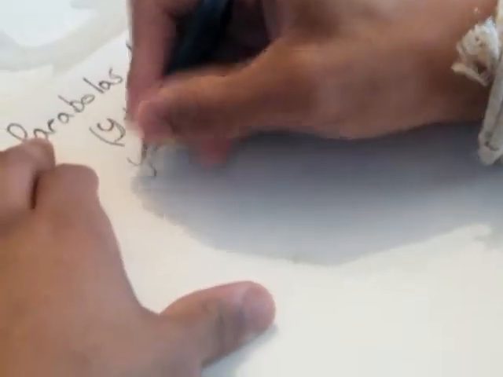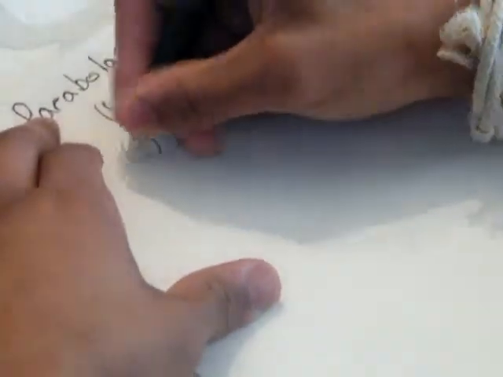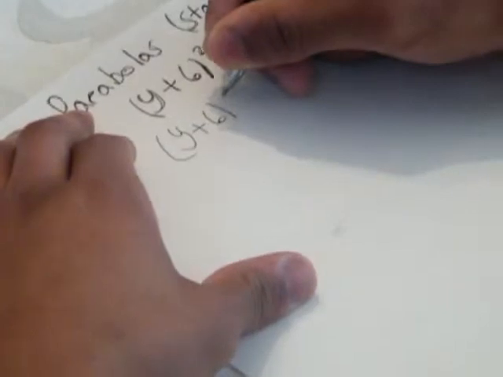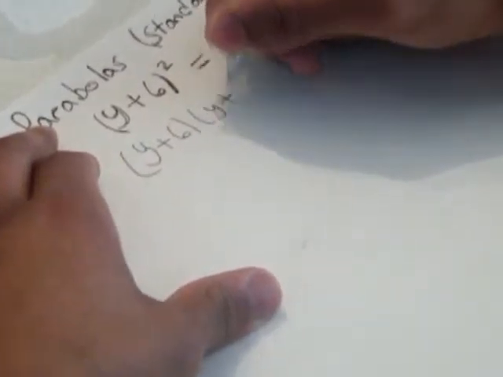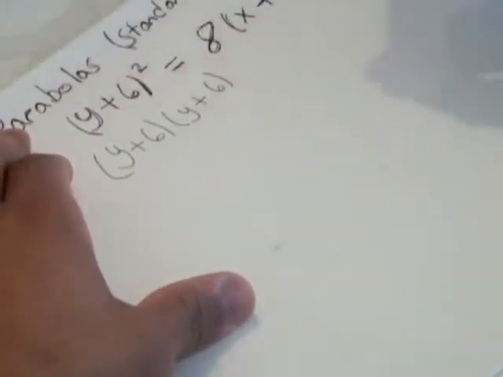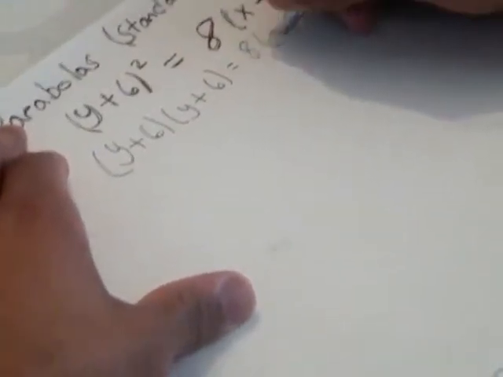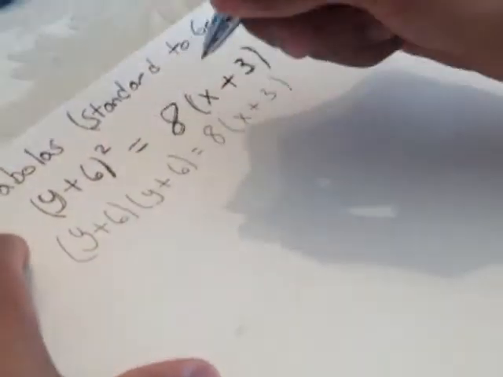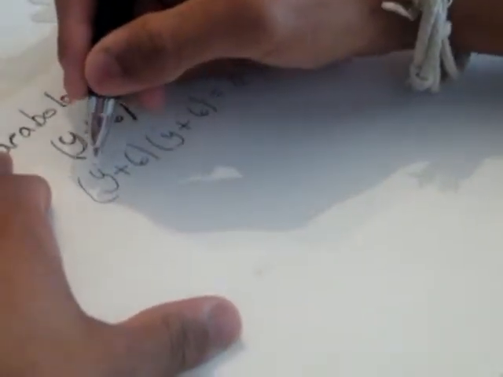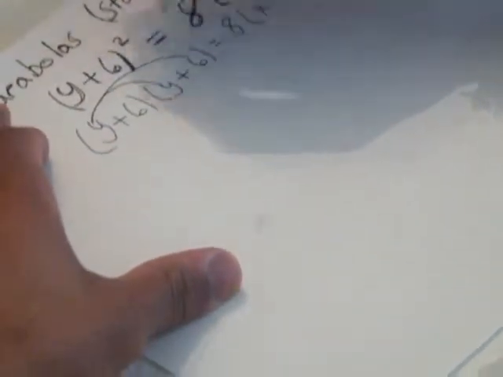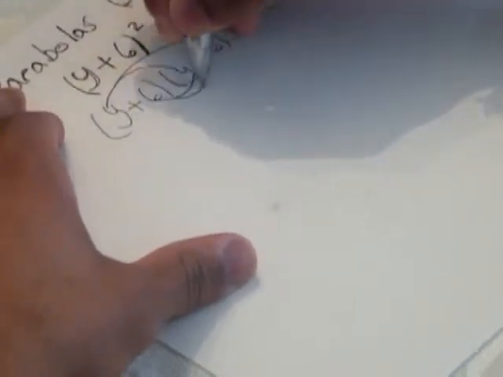(y + 6) twice, because right here is (y + 6) squared, so all you have to do is just write it twice. And you could just bring this down right here. And after you do that, you'll have to FOIL both of these out like that and like this.